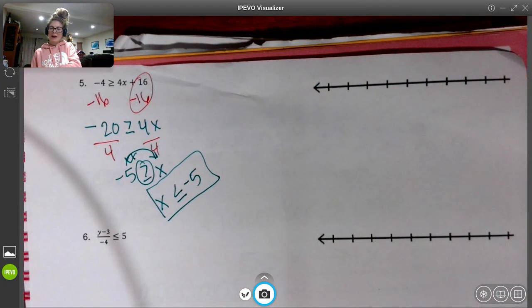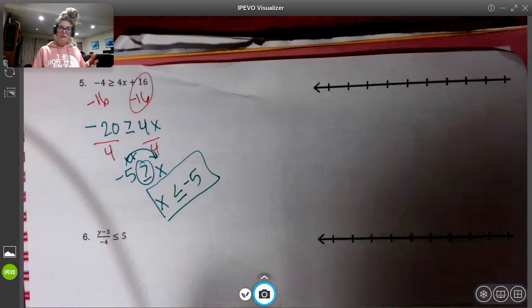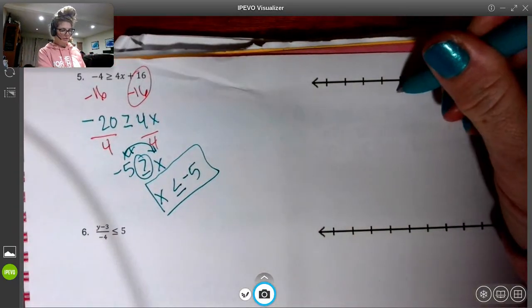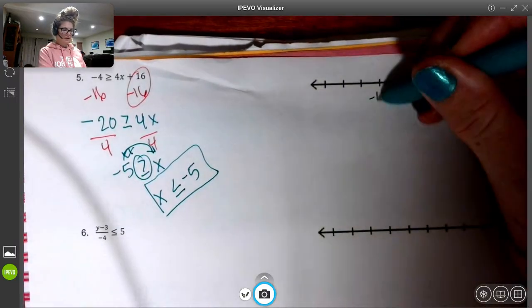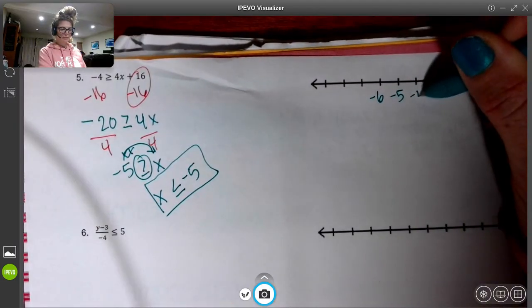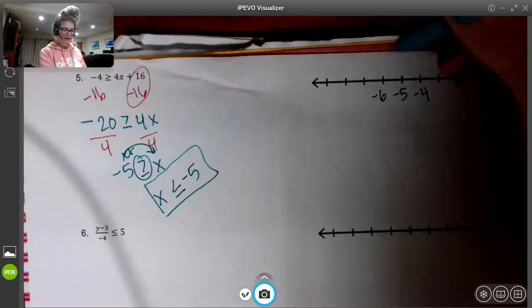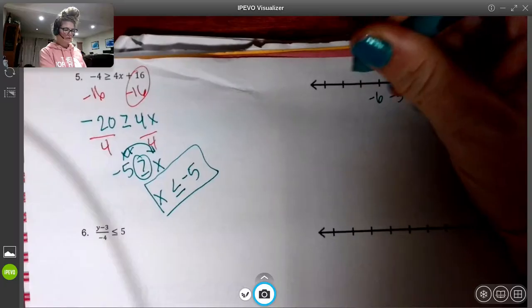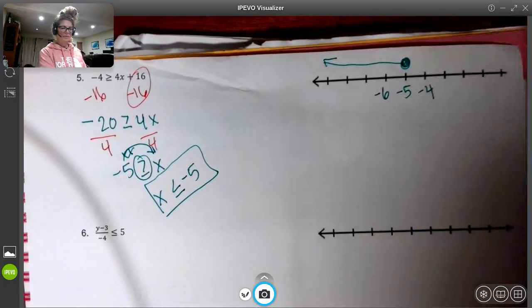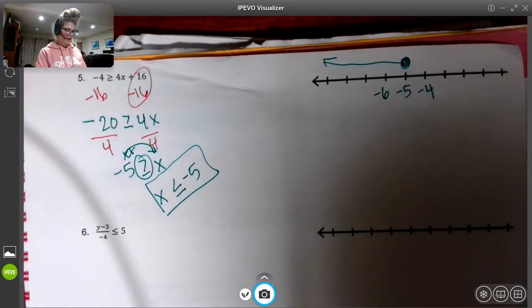Beautiful job with that. Be really careful now when you graph your inequality, because when we're dealing with negatives, 1 to the left, 1 fewer, is actually more negative, negative 6. So just be aware when you are graphing and labeling that. Closed circle at negative 5, shaded to the left, because that's where numbers are less than.